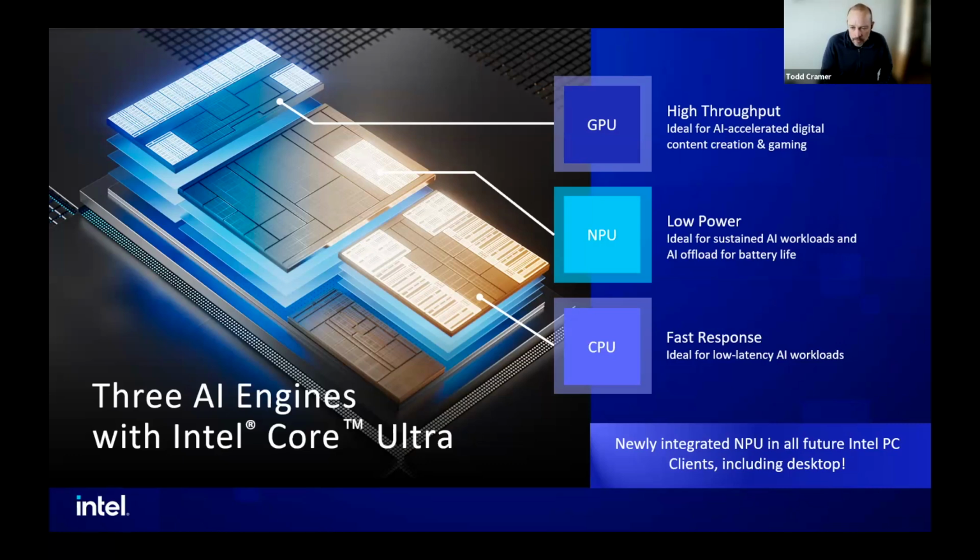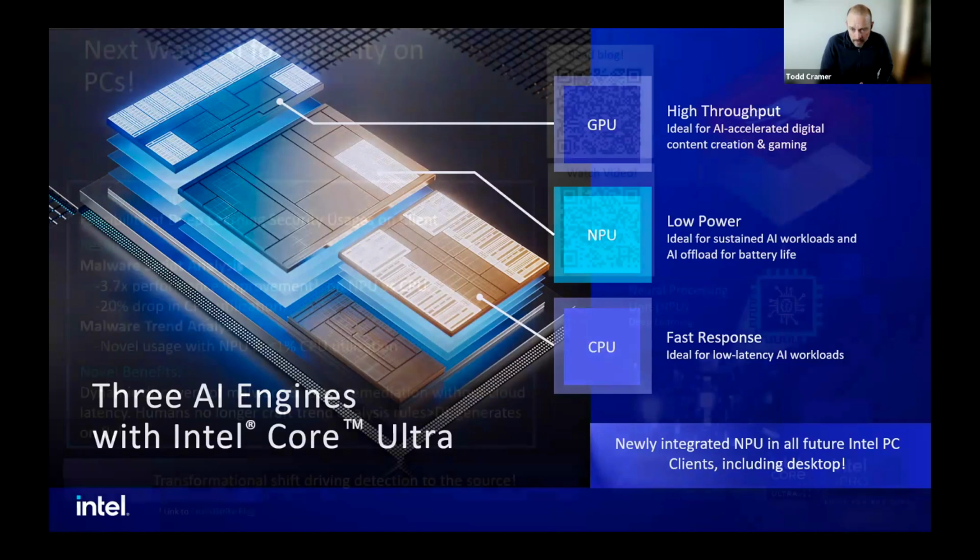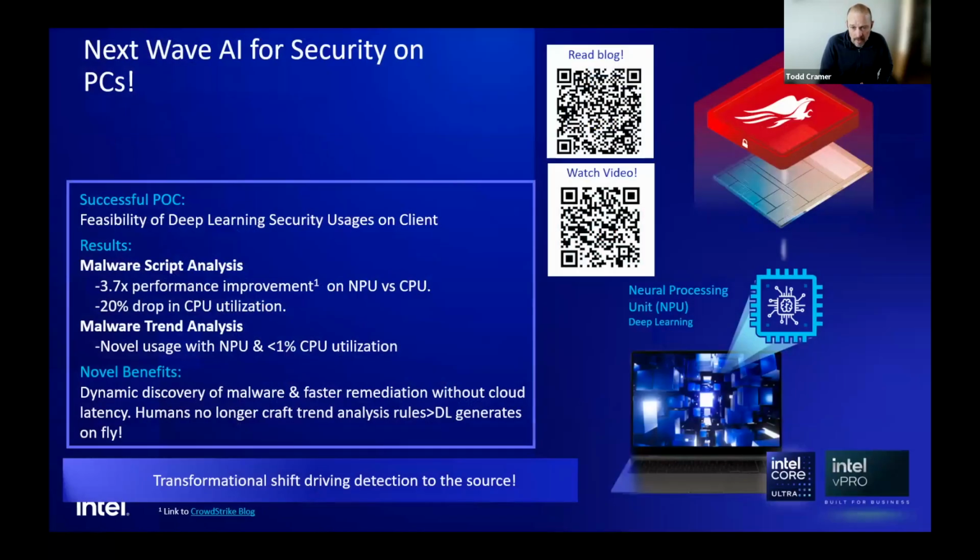And so now all future Intel PCs, mobile, desktop, all have this. And so that's exciting. And so with the next slide, let's look at some work we're driving. We already have security ISVs releasing deep learning solutions on Intel Core Ultra, but since this is a CrowdStrike webinar, I'll talk a little bit about that work, right?